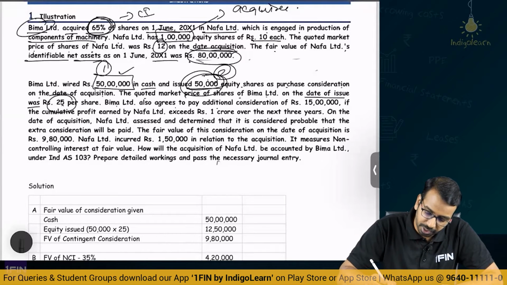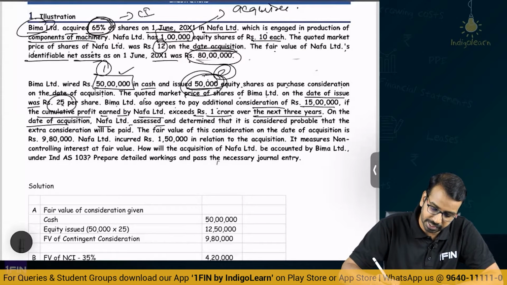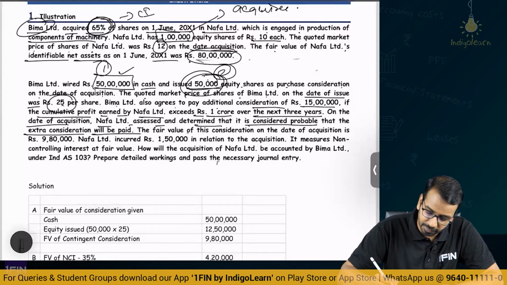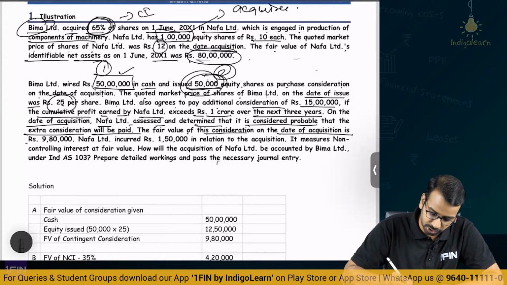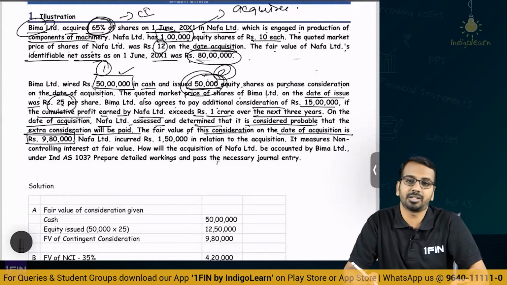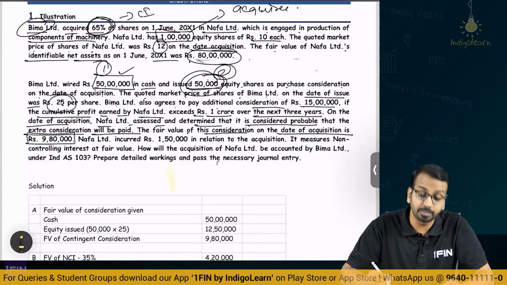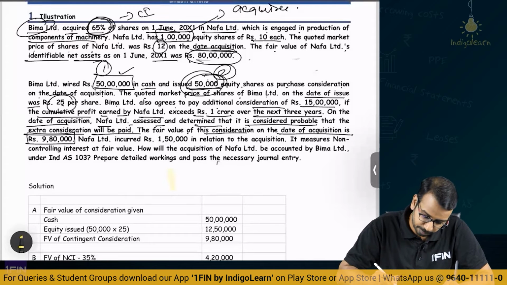Bima Limited agrees to pay additional consideration of 15 lakhs if cumulative profit earned by NAFA Limited exceeds 1 crore over the next 3 years. On the date of acquisition, NAFA Limited assessed and determined that it is considered probable that the extra consideration will be paid. The fair value of this consideration on the date of acquisition is rupees 9,80,000. So, as I told you, if there is a contingent consideration, then you have to determine the fair value of contingent consideration. So, that also becomes your purchase consideration. So, here you have 9,80,000, this is one part, 50,000 equity shares at 25 second part and 50 lakh the third part.